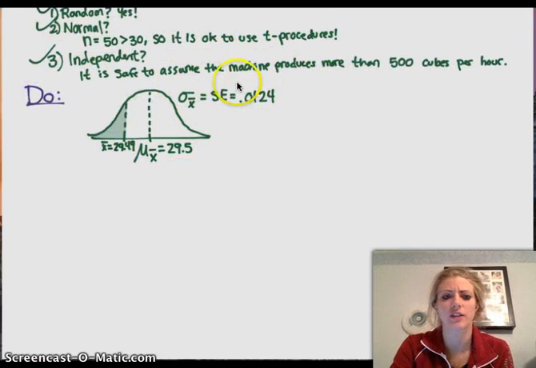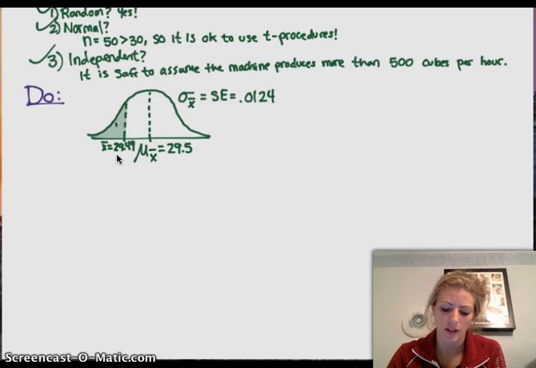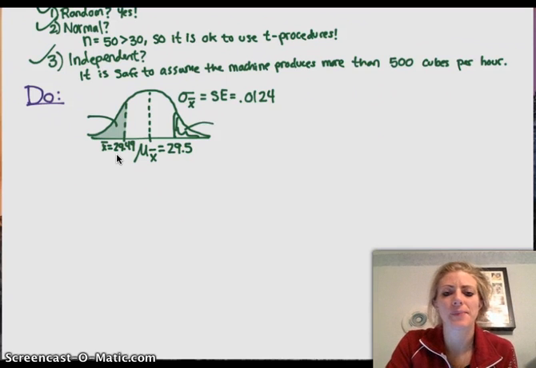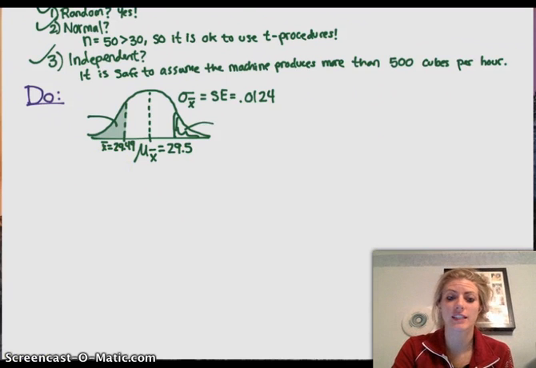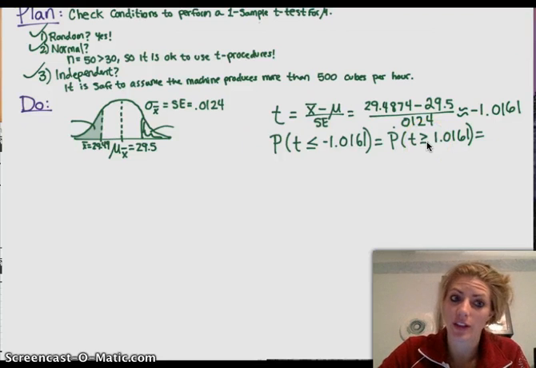So here's our situation. We've got our standard deviation given to us, our mean given to us, and the mean of our sample, which is 29.49, given to us. We just need to find the probability of this. And since it's a two-sided test, we're going to have to double that because we need to know the probability of getting something on the right-hand side as well. So let's figure out our test statistic. We calculate our test statistic t to be negative 1.0161. So we want to find the probability that t is less than or equal to that, which is the same as the probability that t is greater than or equal to that.